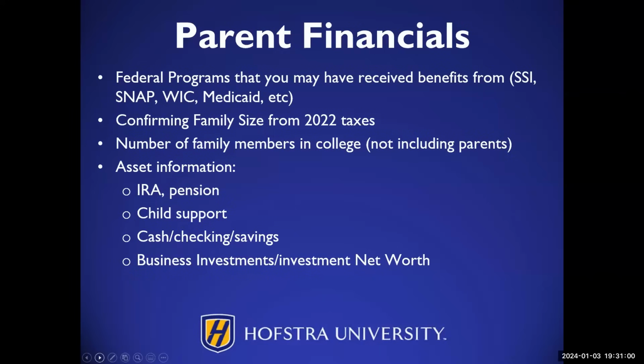After parent demographics, it's going to go into parent financials. This is going to ask for any federal programs that you may have received benefits from in 2022, like Social Security, SNAP, WIC, Medicaid, etc. It's going to ask you to confirm your family size from the 2022 taxes, as well as the number of family members in college. Please note this does not include parents when it's asking for family members in college, just dependents. Then it will also ask for asset information like IRA, pension, child support, cash, checking, savings, business, investments, and investment net worth.